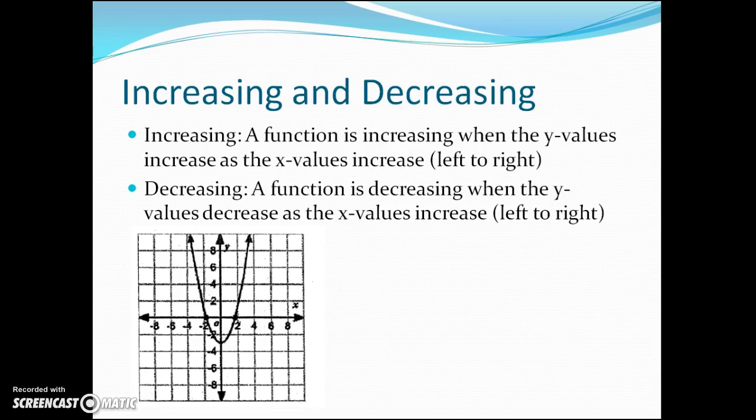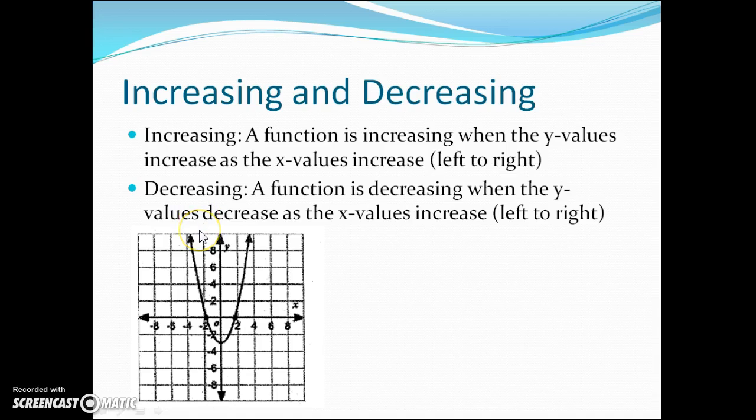Okay, increasing and decreasing. I think that's pretty self-explanatory. Just know that you're going from left to right as always. So you know this arrow says that it goes all the way up to infinity. So coming left to right, negative infinity, we're coming down, so we are decreasing. And then right at this minimum point, at x equals 0, we are going to turn around and start increasing.